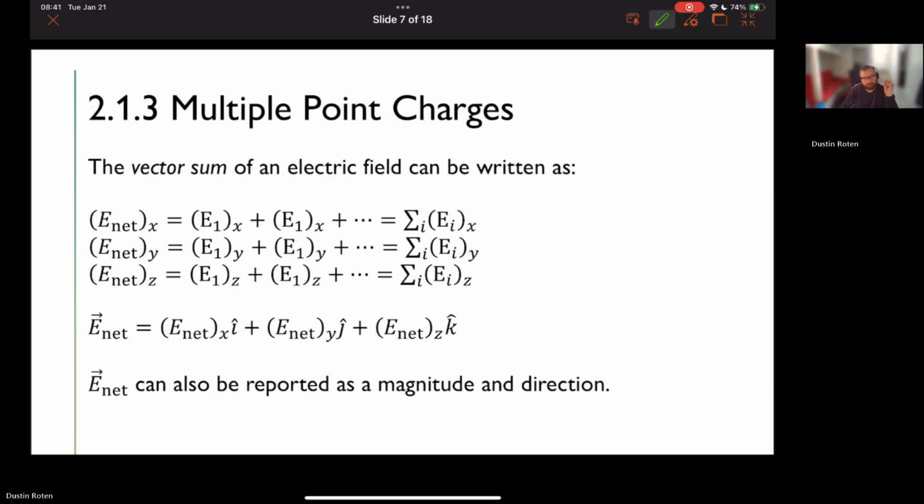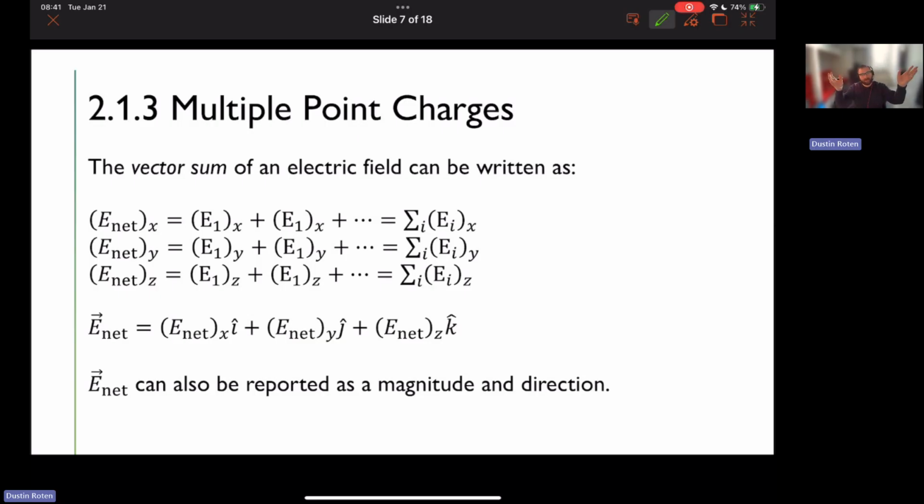Okay, let's talk about this whole idea of multiple point charges just a little bit more before we do a problem here and actually calculate electric field of a continuous distribution, which I believe is in this video. It might be in the next one. So the vector sum of an electric field, of course, can be written as the sum of the x components, the sum of the y components, and the sum of the z components.